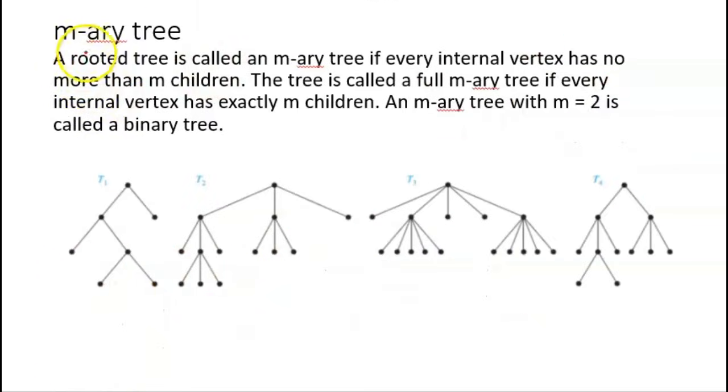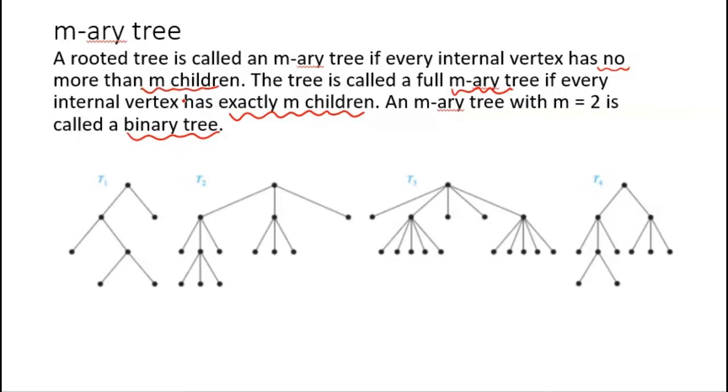Okay. Now let us talk about m-ary tree. A rooted tree is called an m-ary tree if every internal vertex has no more than m children. No more than means it can have a maximum of m children. And the tree is called a full m-ary tree if every internal vertex has exactly m children. An m-ary tree with m equal to 2 is called a binary tree. Means if there are two children for every vertex, then it will be called a binary tree.